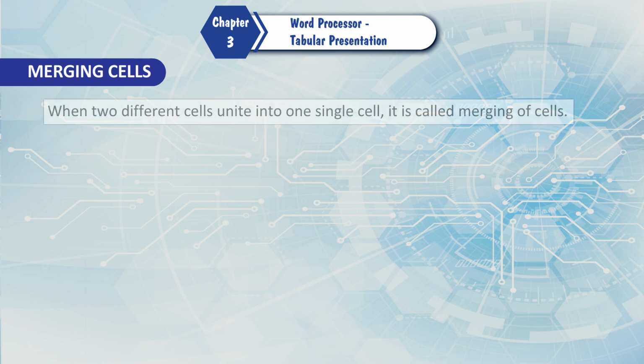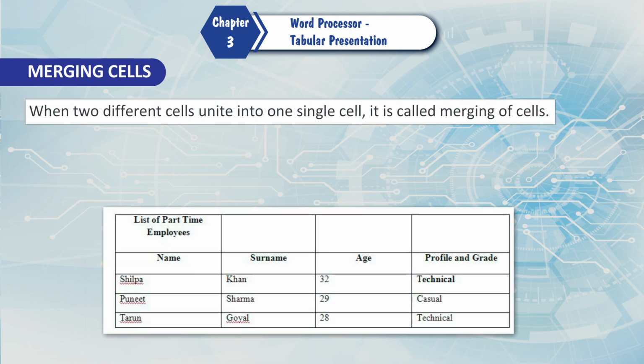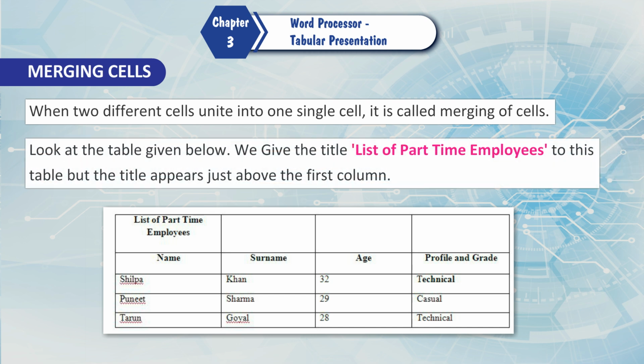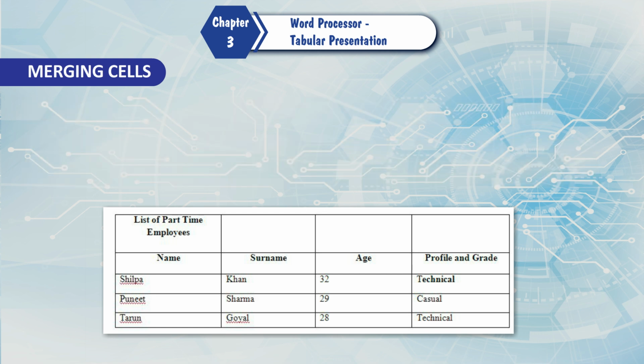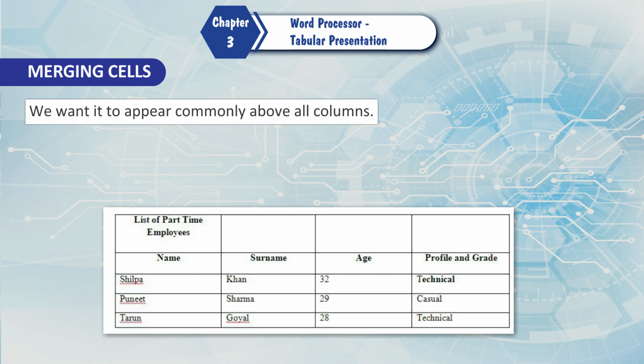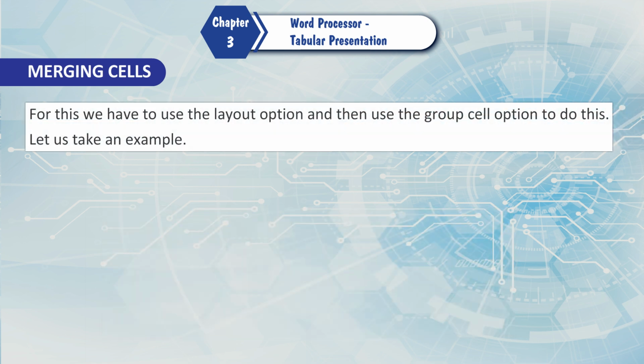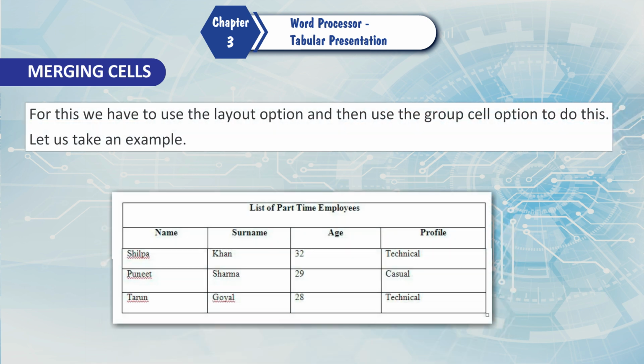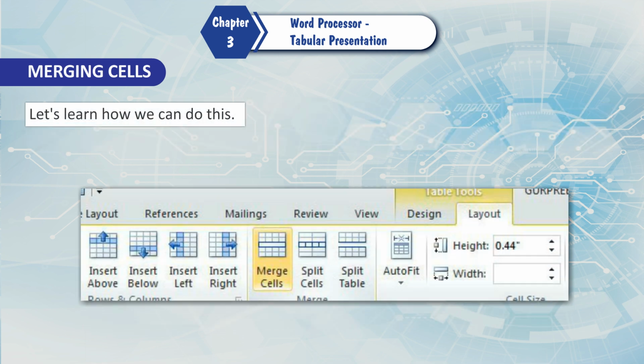Merging cells. When two different cells unite into one single cell, it is called merging of cells. Look at the table given below. We gave the title List of Part-Time Employees to this table, but the title appears just above the first column. We want it to appear commonly above all columns. For this, we have to use the Layout tab and then use the Merge Cells option to do this. Let us take an example. Let's learn how we can do this.